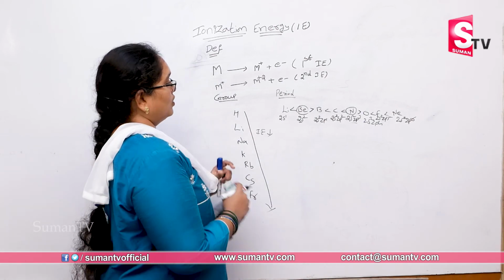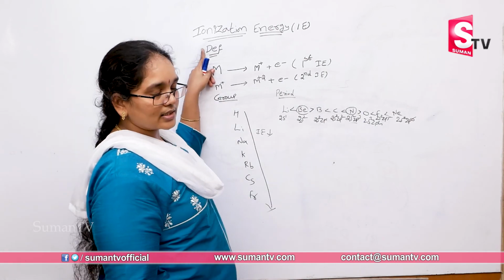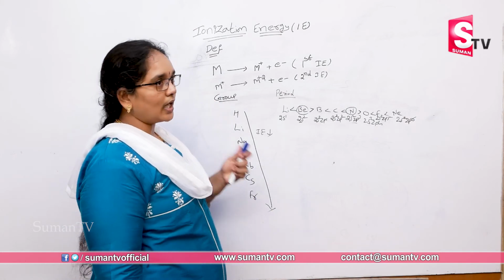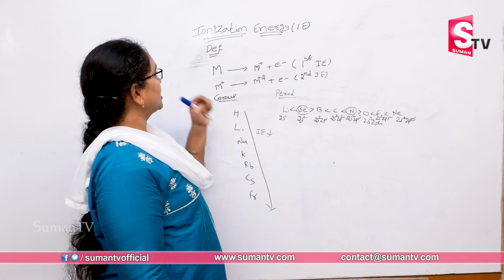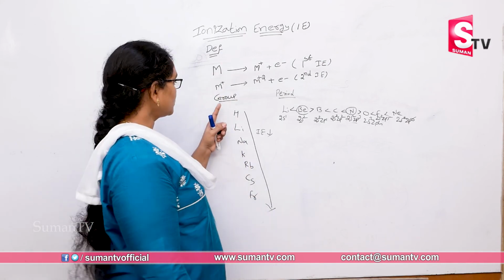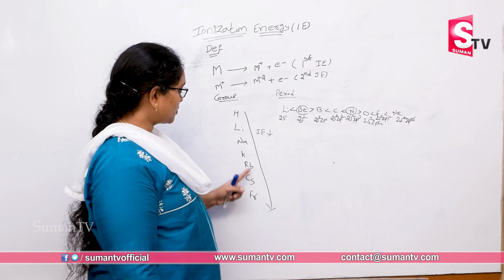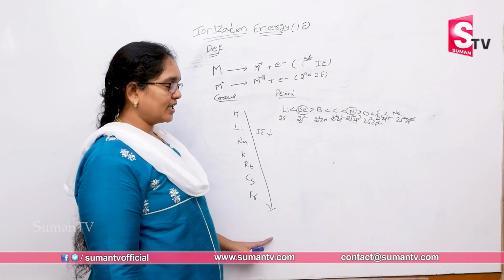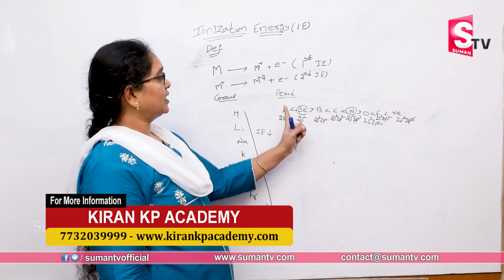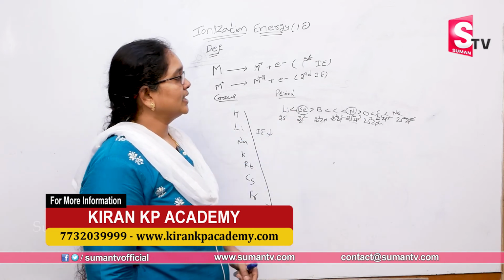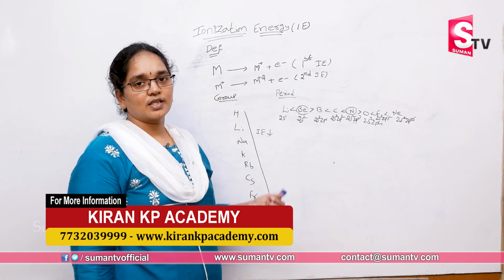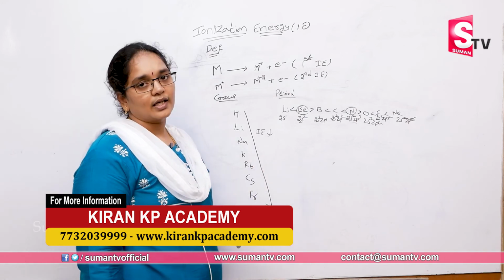So what is ionization energy? The energy required to remove an electron from an isolated gaseous neutral atom. The unit of ionization energy is measured in electron volts. In a group, from top to bottom, ionization energy decreases as a result of the increase in atomic radius. Then in a period, from left to right, ionization energy values increase due to the decrease in atomic radius.